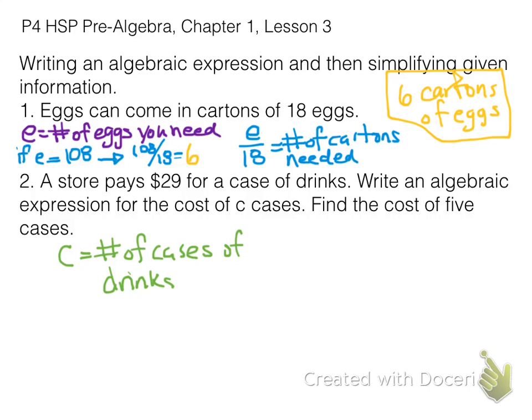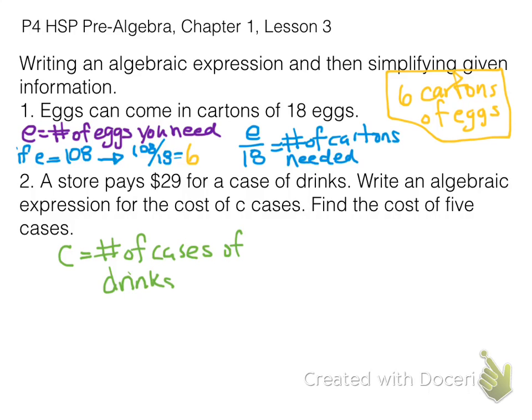All right. Next example says a store pays $29 for a case of drinks. Write an algebraic expression for the cost of C cases. Find the cost of 5 cases. Well, we're going to make C the number of cases of drinks we need. So this is basically like us calling up the people who we buy the cases from and saying, hey, I need C number of cases. And they'll be like, okay, we're going to charge you $29 per case.